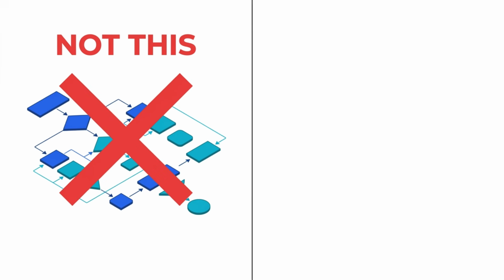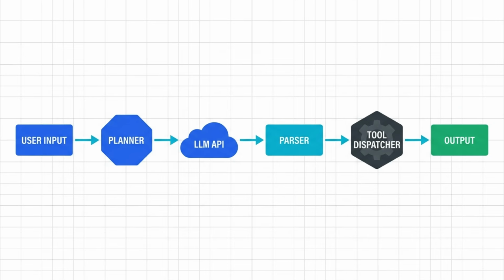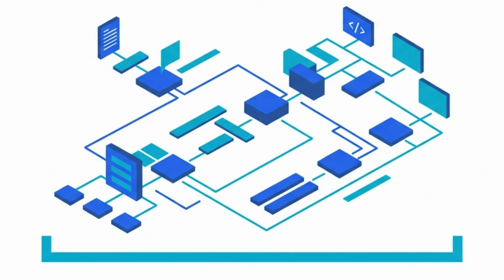Not in the marketing diagram. Not in the quickstart notebook. In the real sequence of events that runs every time your production system tries to use an AI model to do something useful. That is what this video is about.